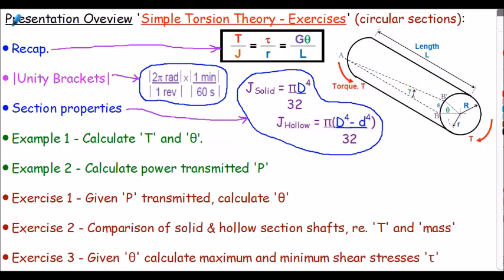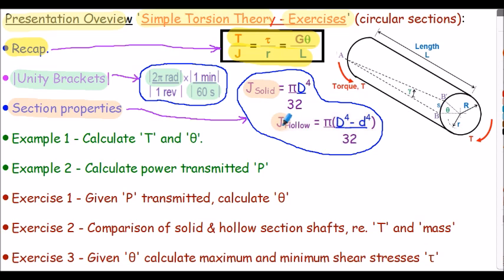Here's a brief overview of the presentation related to simple torsion theory and various worked exercises. We commence with a brief recap of simple torsion theory and the simple torsion equation derived in the previous presentation. Appropriate unity brackets are stated, for example, for conversion between revs per minute and radians per second. The table of section properties is included to calculate, for example, polar second moment of area for solid sections or for circular hollow sections.